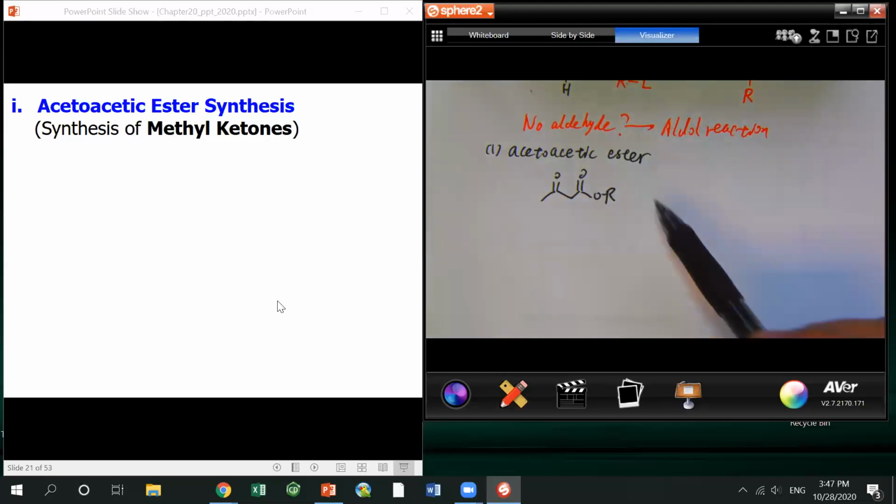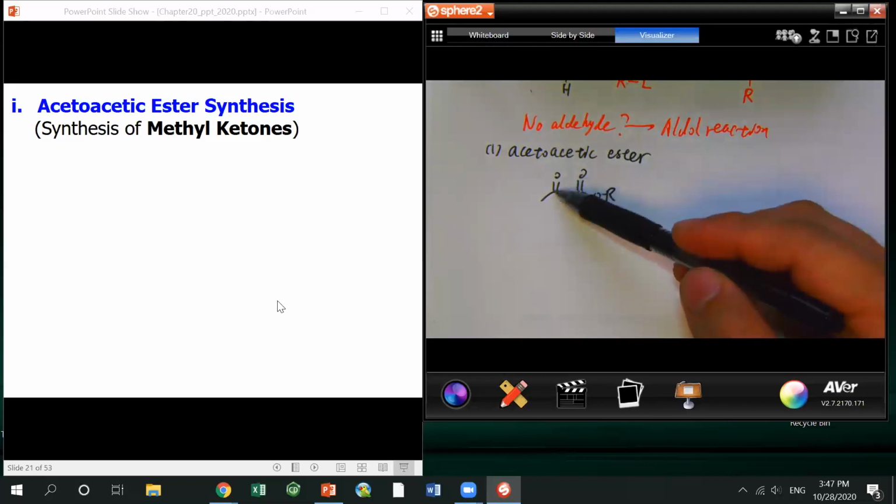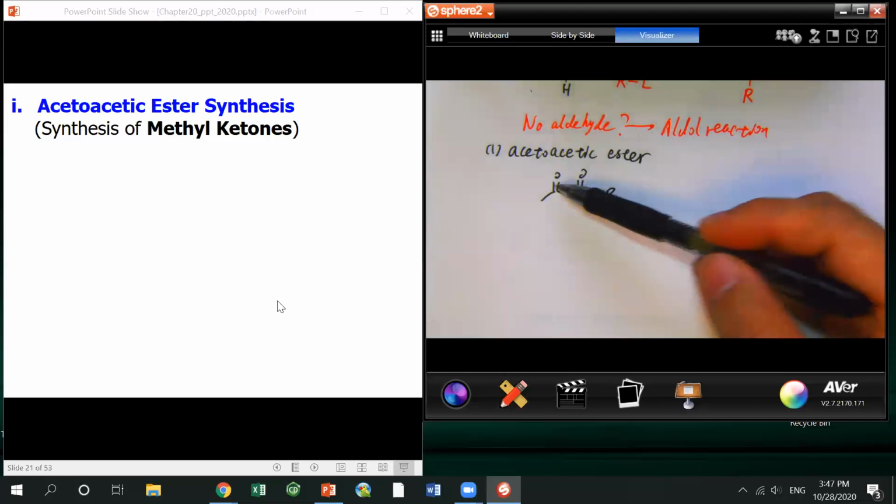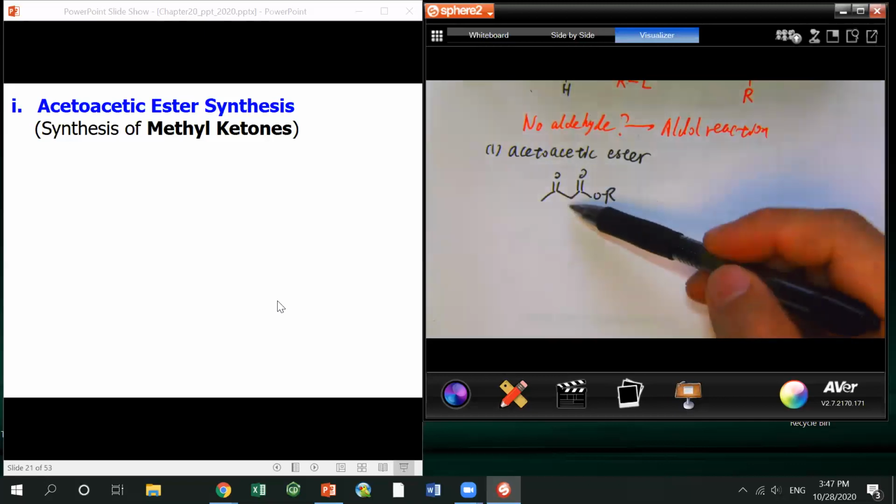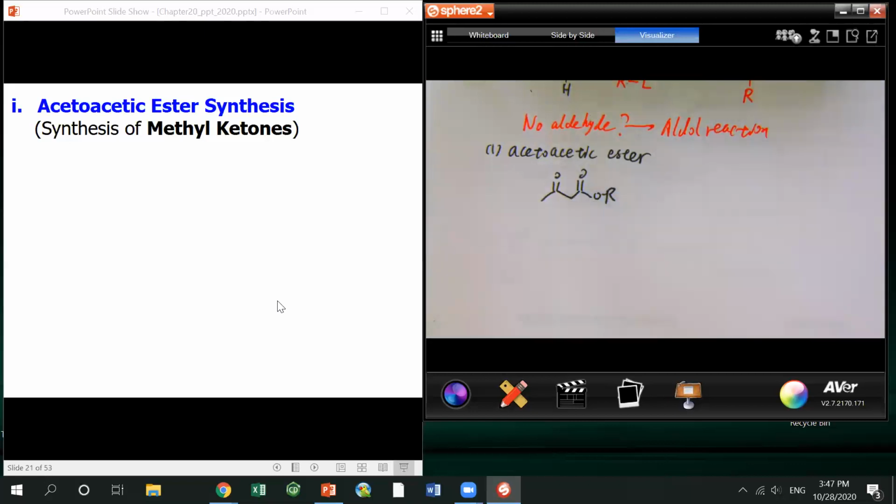Clearly, we can call it the beta carbonyl ester. So the alpha hydrogen is pretty acidic. And this compound is pretty useful to synthesize what we call a methyl ketone. So that's the acetyl acetic ester.